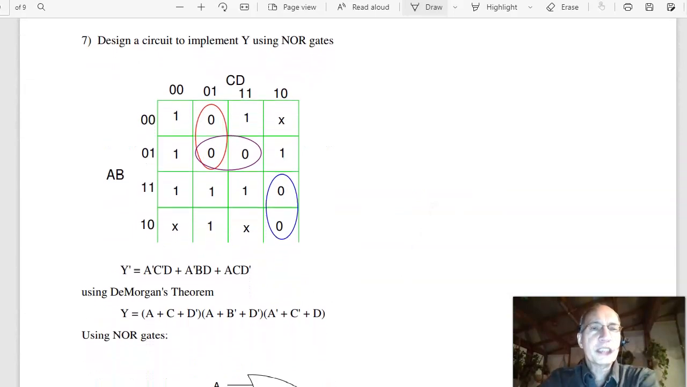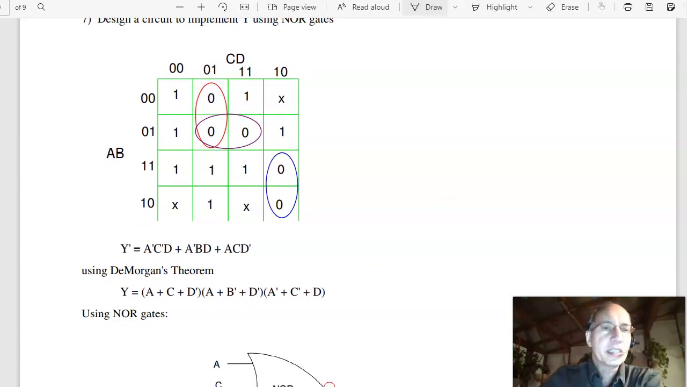To implement using NOR gates, I circle the zeros. If I do that, the red circle is A bar, C bar, D, the first term. The purple one is A bar, B, D. And the blue one is A, C, D bar. I circle the zeros, so that's actually Y bar, or not Y. Now use De Morgan's theorem. Not Y is Y. AND becomes OR, and A becomes A bar, so I get this.